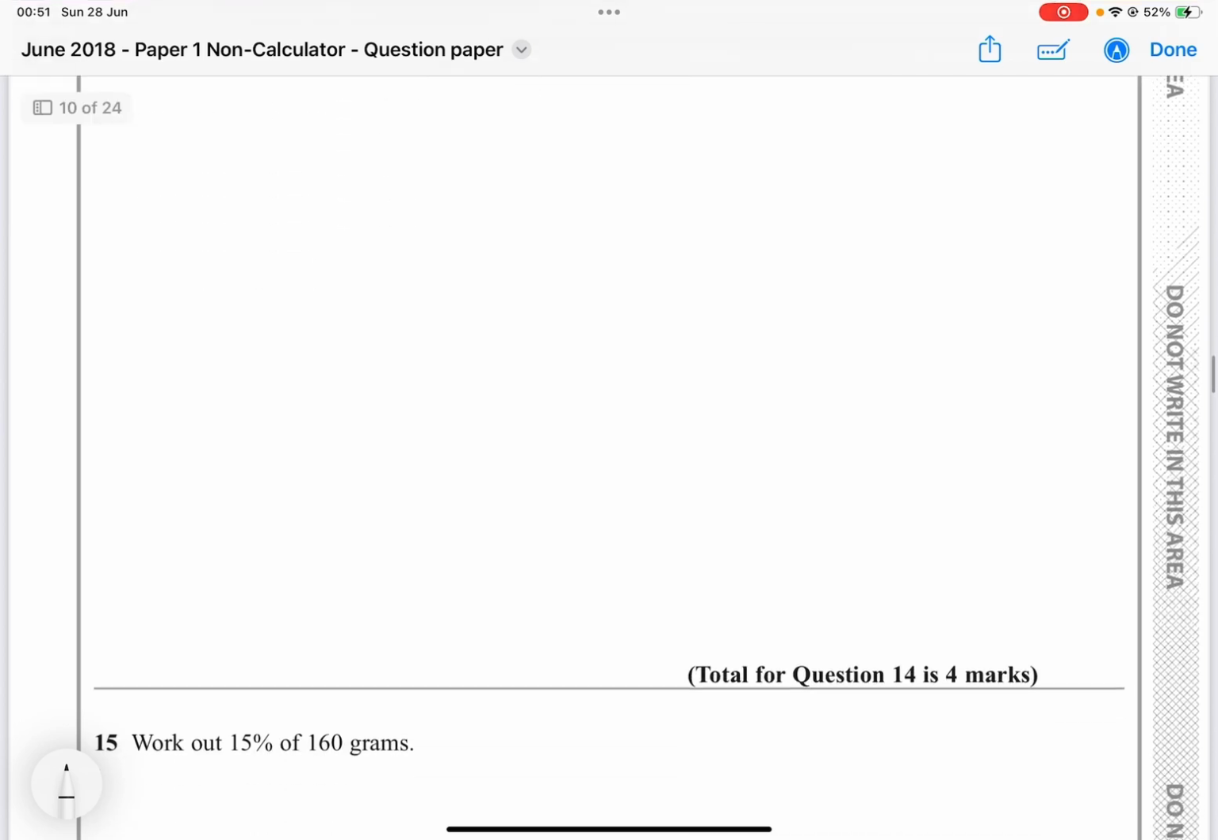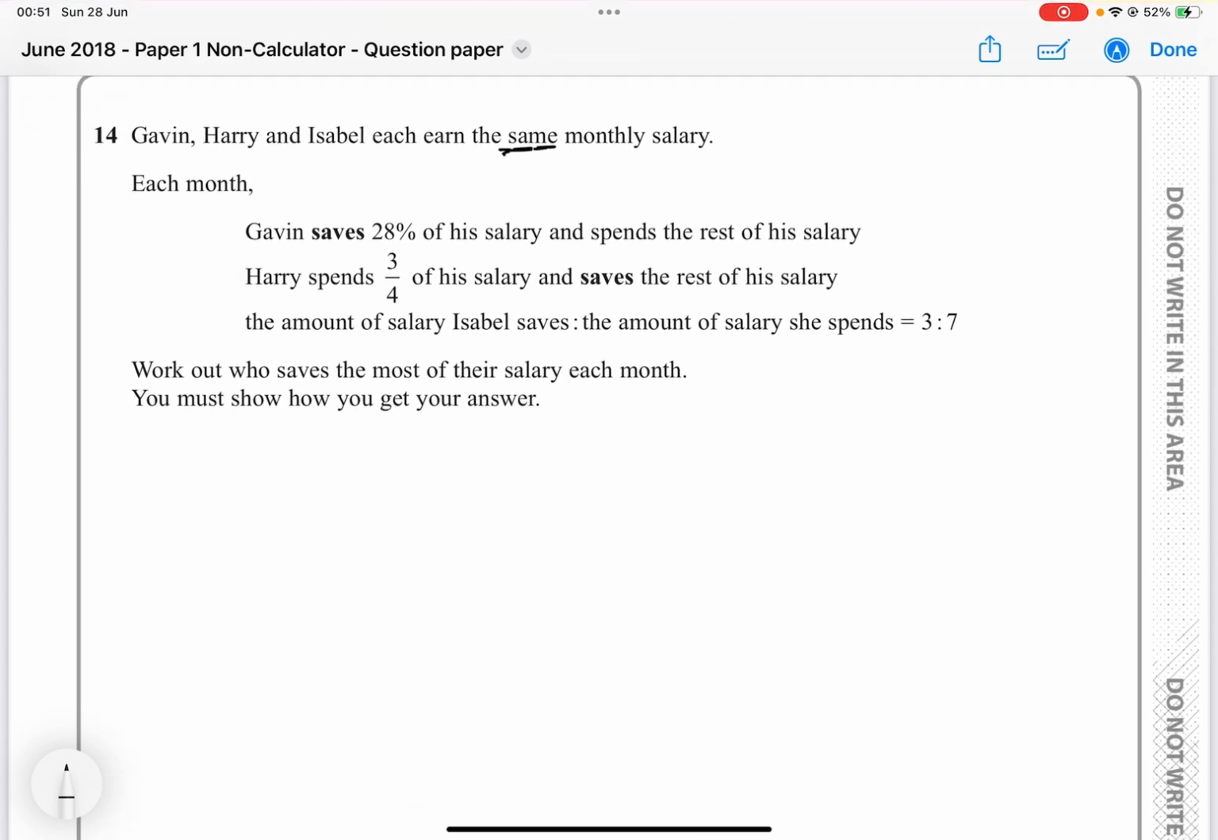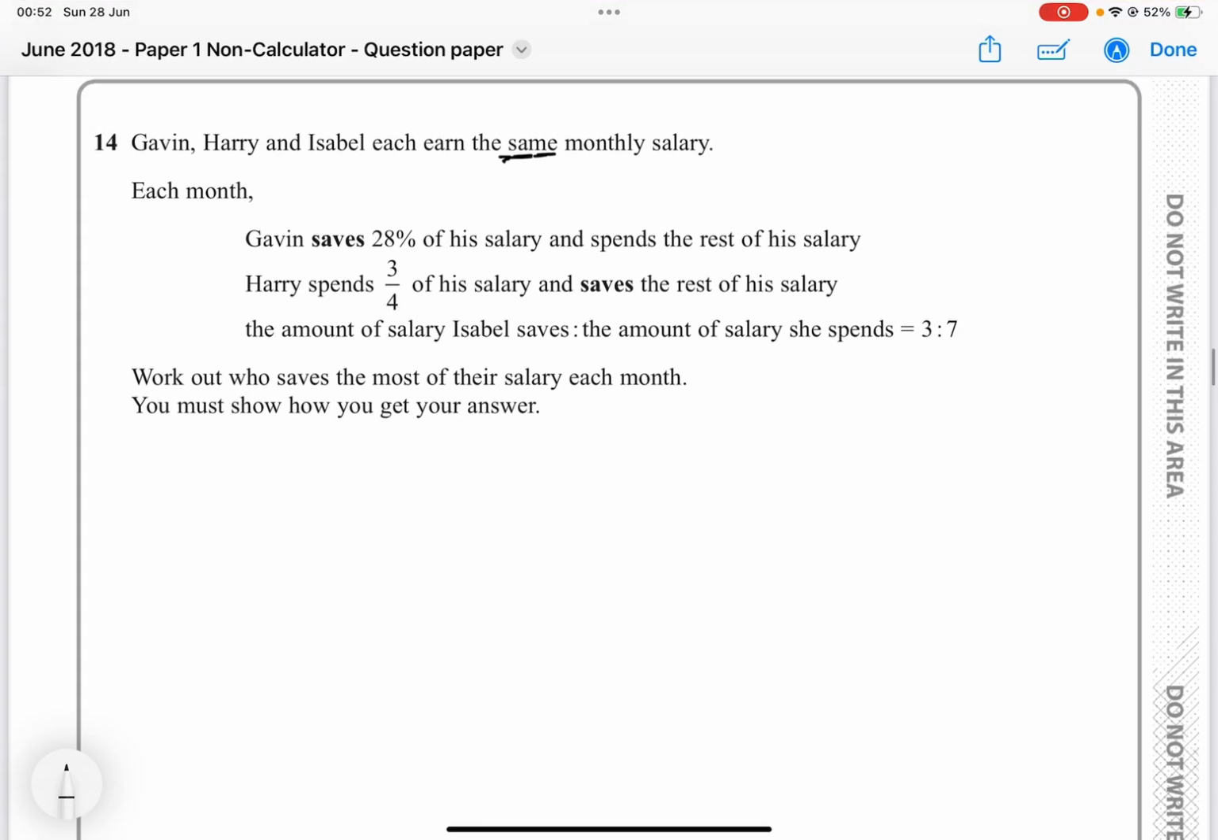How many marks is this? 4 marks. It's a lot to do over here. So we'll take it step by step. A lot of students that I've actually tutored, they just tell me that they get overwhelmed by reading, okay? So take it step by step. Let's focus first on the first statement over here. So let's focus on Gavin first. So let's focus on this guy over here.